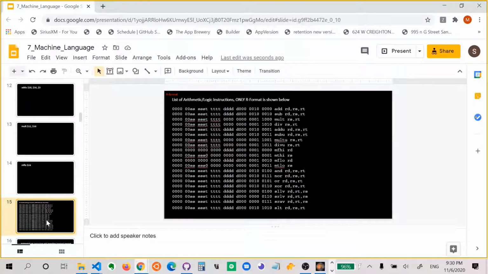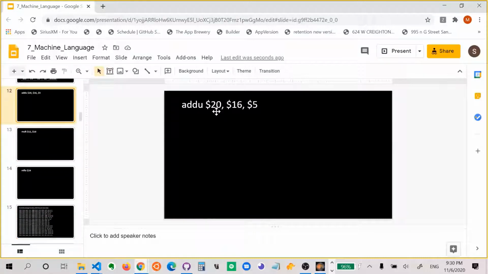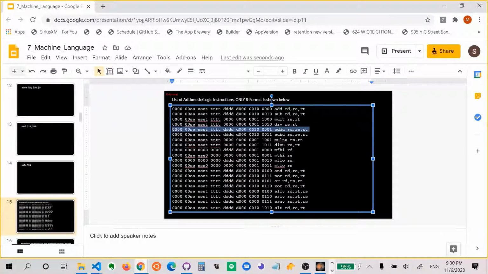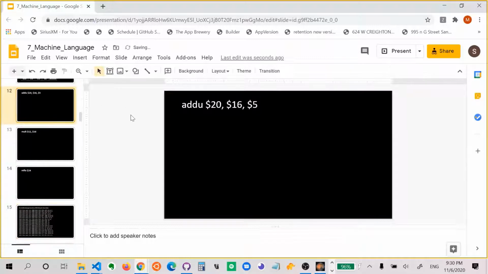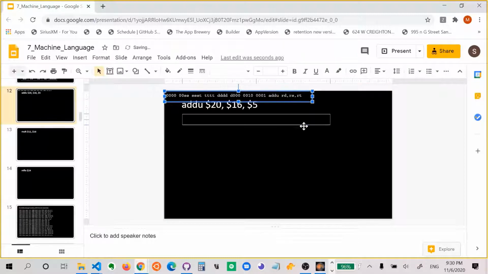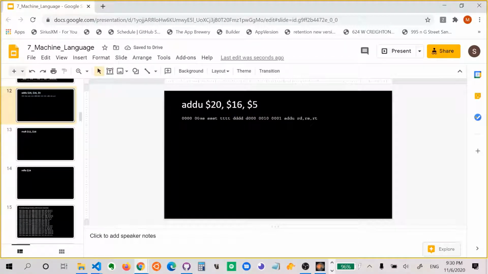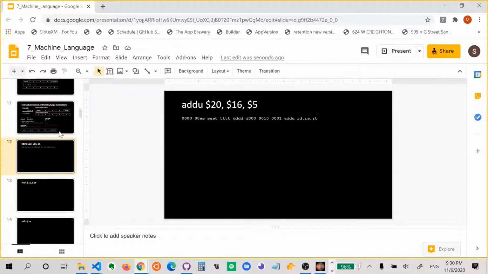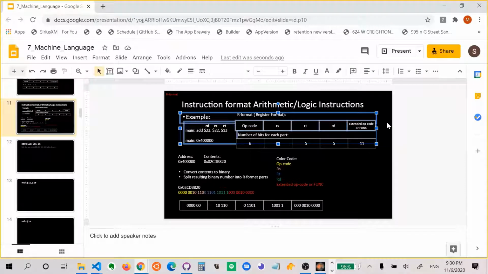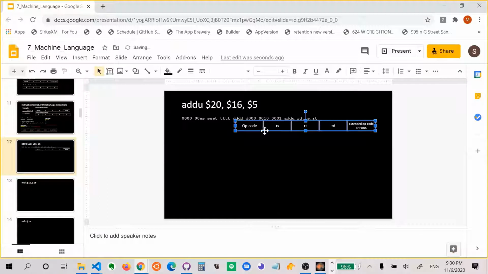So the first thing, let's look at this add unsigned. We have the 3 registers 20, 16, and 5. If you look at this table, we can see that addu is here, so I'm just going to copy that to have it for reference. We said that we are going to follow this pattern, so I'll copy this one also just to have as a reference. So this is the pattern that we have for the R instruction.